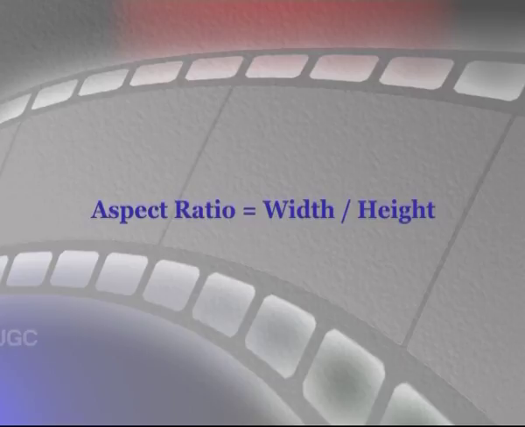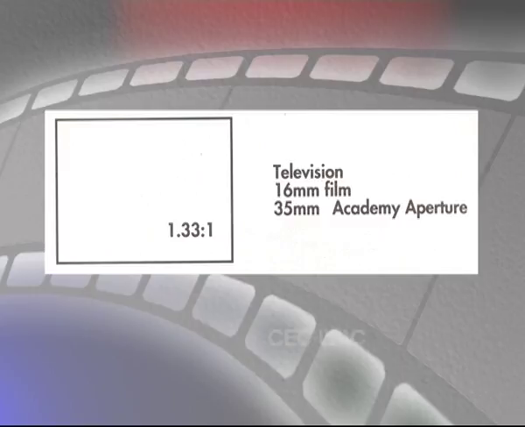There are several different aspect ratios used in film. The aspect ratio of a full frame of 35 mm film, 16 mm film and broadcast standard video is 1.33:1. In film, this is called academic aperture. In video parlance, this ratio is expressed as 4:3. In any case, the horizontal width is 1/3 longer than the vertical height.